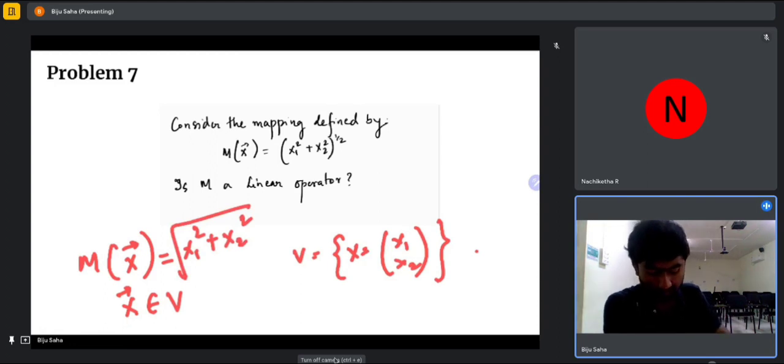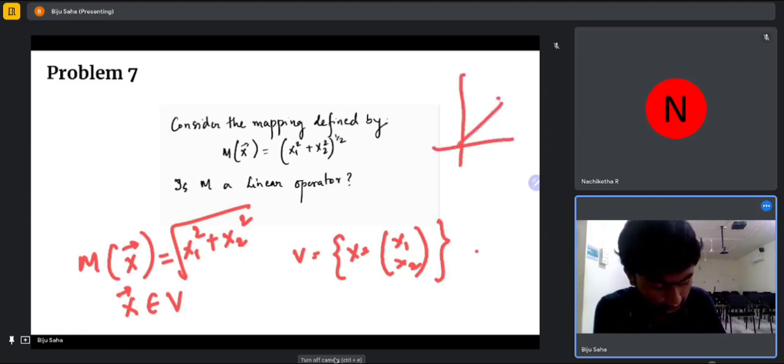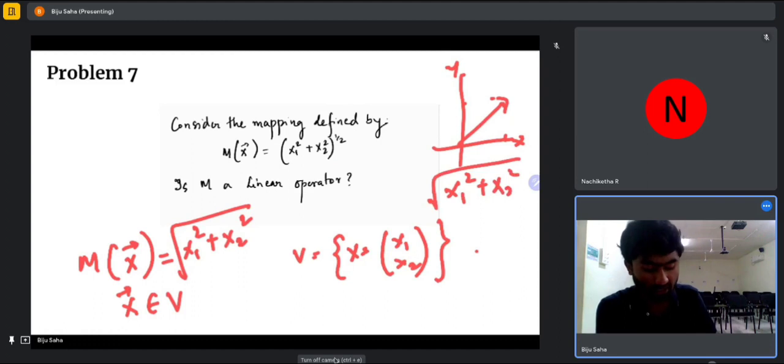Basically, if you were to think in terms of the two-dimensional vector that we usually study in physics, x and y, this function is basically an operation that is giving me the norm of the vector, that is the length of the vector, the square root of x1 square plus x2 square. So it is being asked whether this operation M is a linear operation or not.